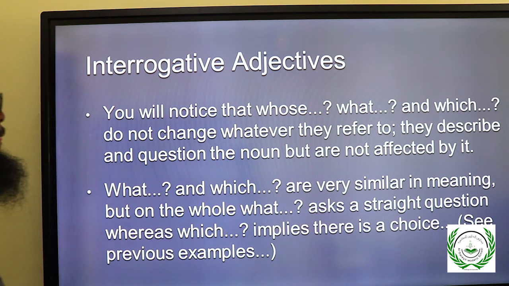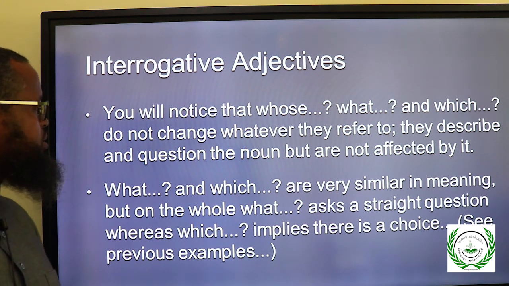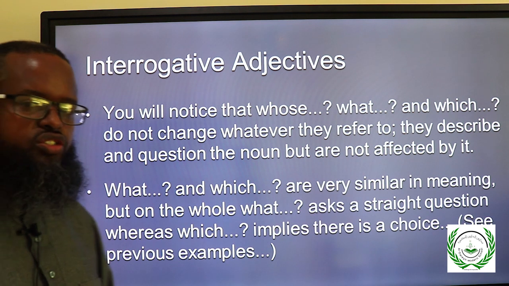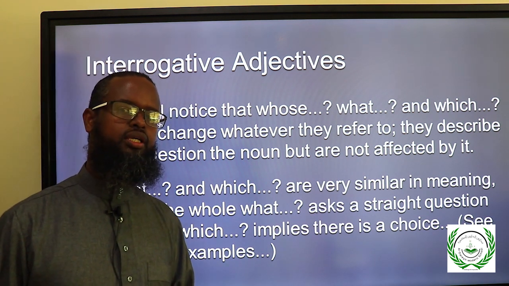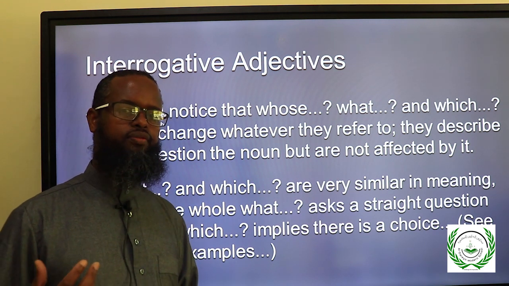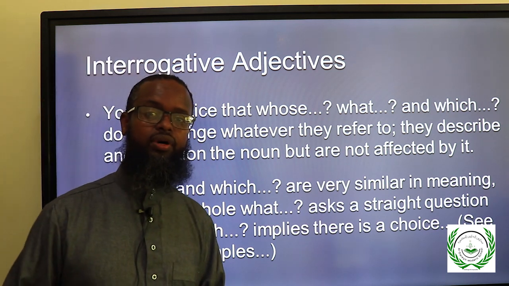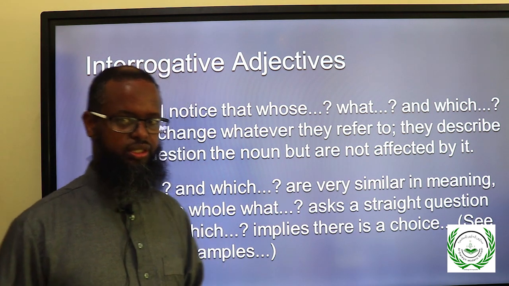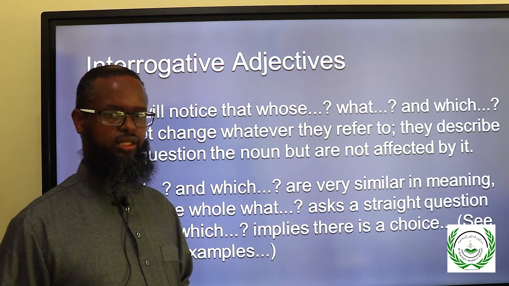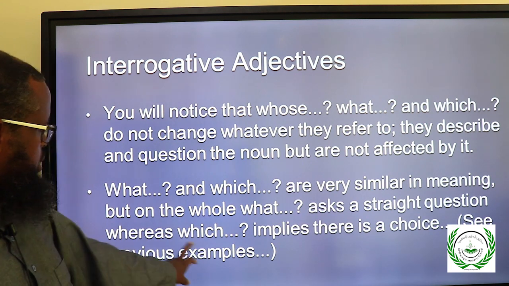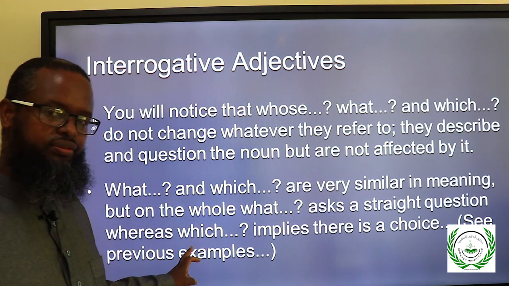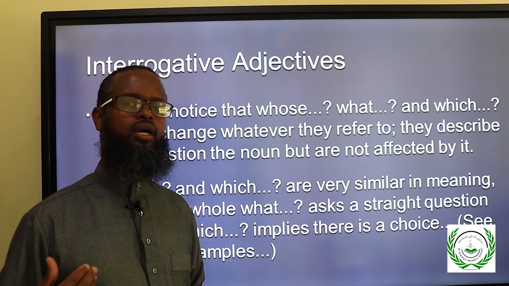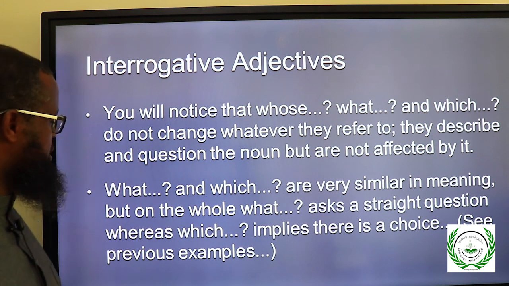So notice that what and which are very similar in meaning, but on the whole, what asks a straight question, whereas which gives you a choice. So if the interrogative adjective that's used is what, it doesn't give you any choice. Your answer will be just one answer. Whereas when you use the interrogative adjective which, it gives you a choice to have different answers. We'll see some examples of that.